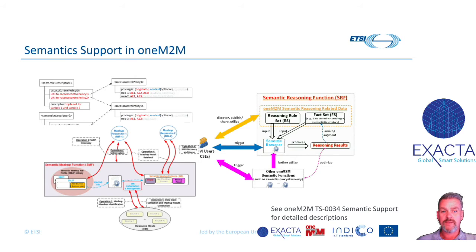Another feature is semantic validation. When an ontology is used to describe devices or data in oneM2M, if there are errors in the information provided, then the oneM2M CSE cannot properly use that information. oneM2M helps to detect user-based errors by validating the semantic descriptions that are provided against a user-provided ontology reference. There are a few other features described in TS34, semantic support. I would refer you to that document for more information about semantics in oneM2M.